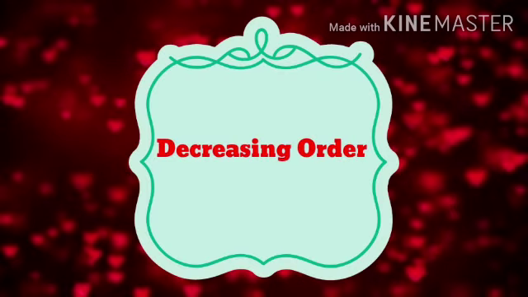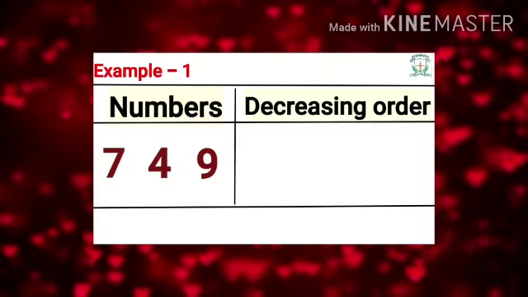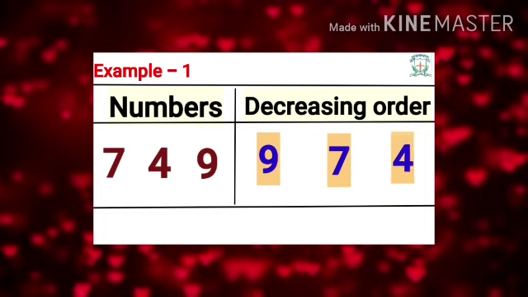Let us learn the decreasing order with few examples. In the first example, we shall compare the numbers 7, 4 and 9. We can see that 9 is the greatest and 4 is the smallest. So we get the decreasing order as 9, 7 and 4. Now we see that the numbers are arranged from greatest to smallest.